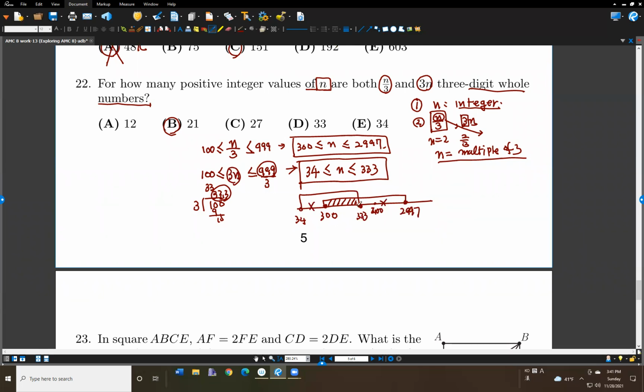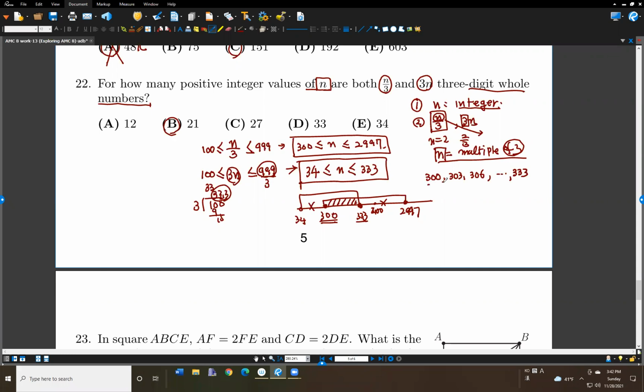But we know that the value of n should be a multiple of 3. 300 is a multiple of 3. We can check that 300 is a multiple of 3. The next is 303 and 306. Keep going up to what? 333 is also a multiple of 3.